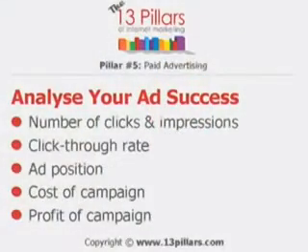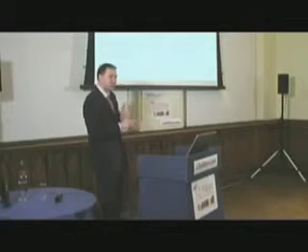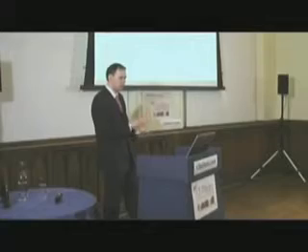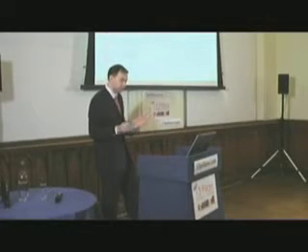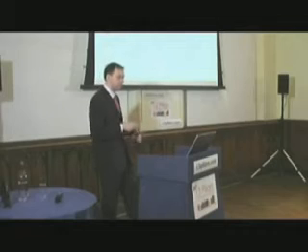Okay, analyze your ad success. Analyze the number of clicks and impressions. Impressions are the number of times your ad is actually displayed. Google AdWords will give you this information, very easy to find. Have a look at your click-through rate. Have a look at your ad position. Have a look at the cost of the campaign. That's the cost per click, per day, and also, obviously, you're probably going to set a budget per month. Do a little bit of a test to begin with, but come back to it and hopefully maximize your success.